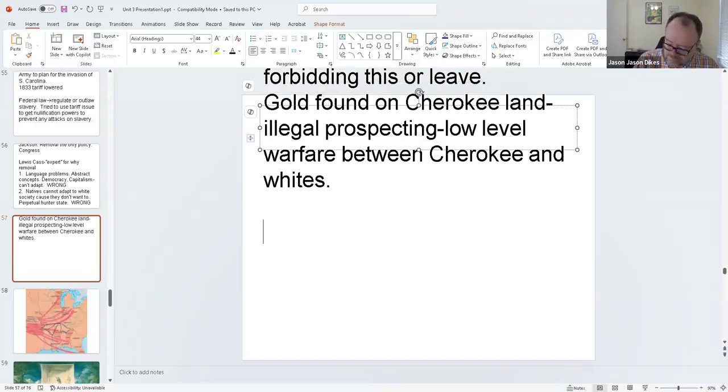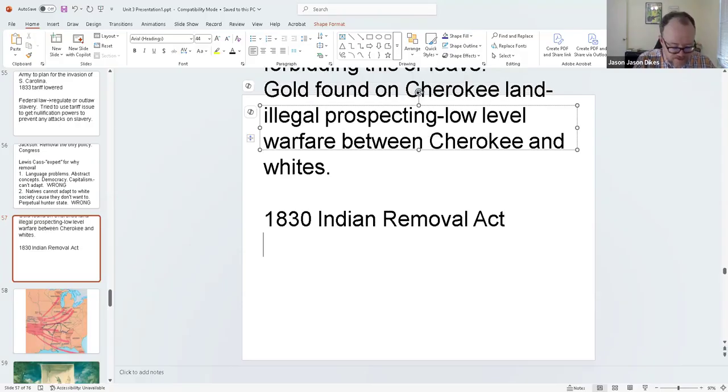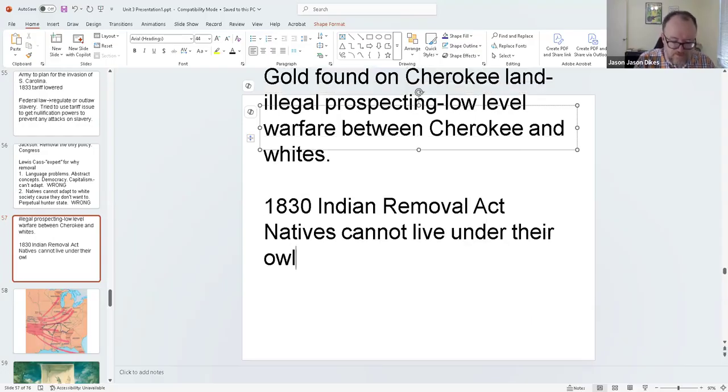In 1830, Congress passed what was called the Indian Removal Act. Remember, Jackson wants to get Congress involved in this. And the Indian Removal Act said that natives cannot live under their own laws. So this whole Cherokee Nation, Cherokee Constitution, that ain't gonna fly. All right.